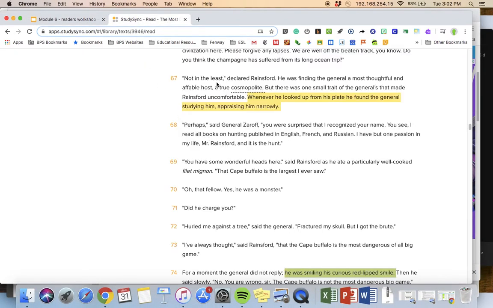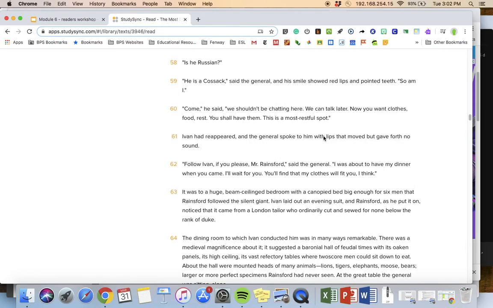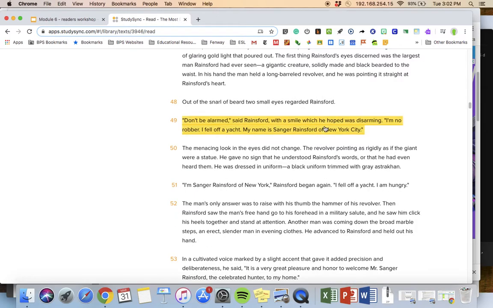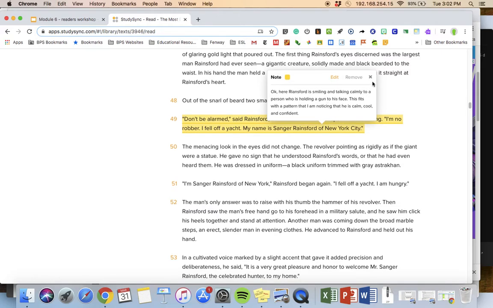in the story. So we left off on paragraph 67 yesterday, and we were talking a lot about this character right here, Rainsford, who, if you remember, is a hunter, but he fell off of a boat and swam to this island. He thought he was finding some people that were going to help him, but he ran into this guy who, first thing he did, was point a gun at him. I remember talking about how he was a person who was calm and cool and confident, and that is a pattern that I noticed.